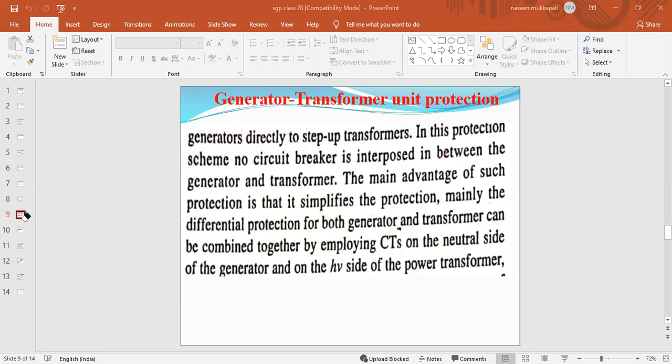Okay, in the diagram we do not use any circuit breakers in between these generators and the transformers. The main advantage of such protection is that it simplifies the protection, and mainly the directional protection for both generators and transformers can be combined together by employing the CTs on the neutral side of the generators and on the HV side of the power transformer.